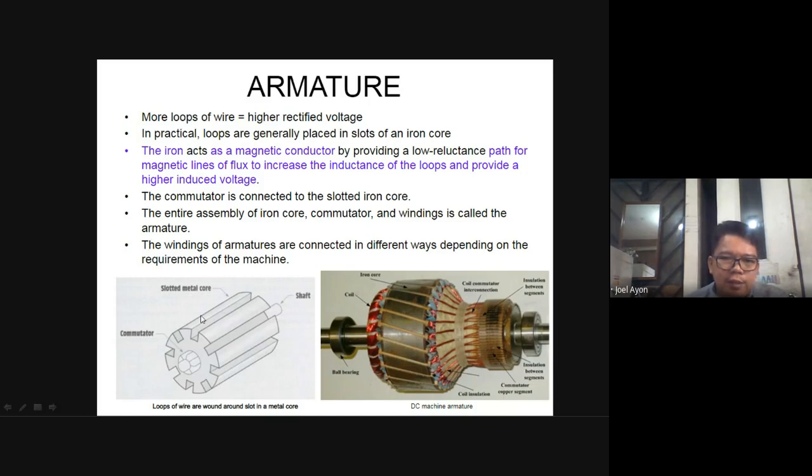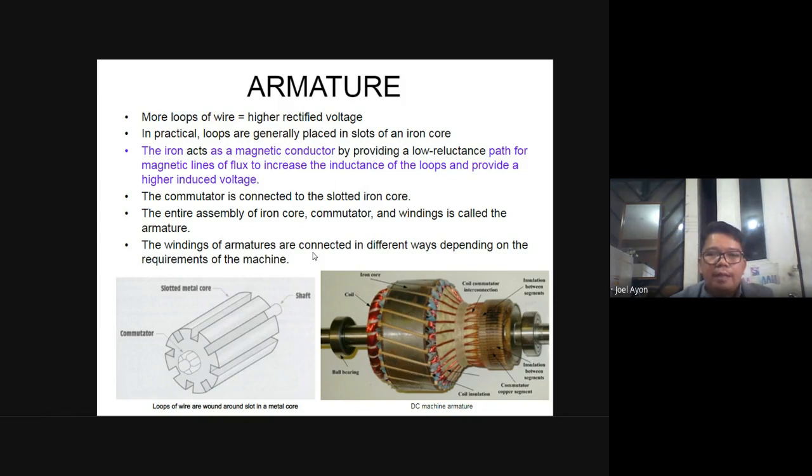Okay? So, loops are generally placed in slots of an iron core, where the magnetic wire is wound. So, the iron acts as a magnetic conductor by providing a low reluctance path for magnetic lines of flux to increase the inductance of the loops and provide a higher induced voltage. Okay? So, again, take note, the current and the voltage are directly proportional.